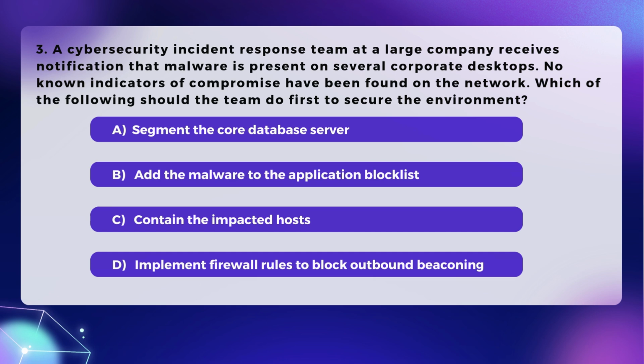A cybersecurity incident response team at a large company receives notification that malware is present on several corporate desktops. No known indicators of compromise have been found on the network. Which of the following should the team do first to secure the environment? A. Segment the core database server. B. Add the malware to the application block list. C. Contain the impacted hosts. D. Implement firewall rules to block outbound beaconing.